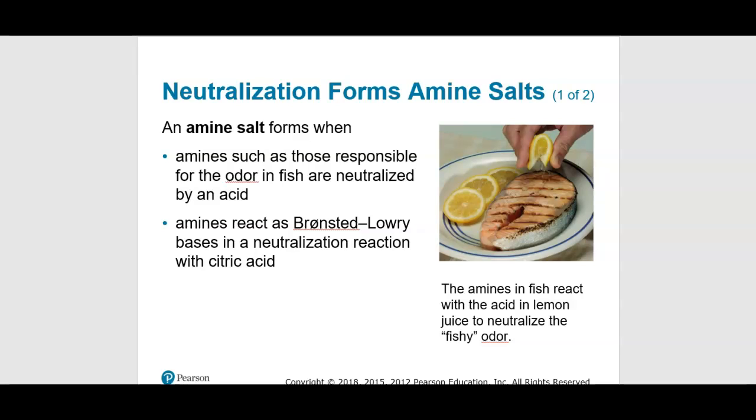Here, I don't know that I agree with this, but I put lemon on my fish because it makes it taste better, which maybe is because it's neutralizing some of the amines in the fish. It depends on how you look at it, but that's what's happening when you put lemon juice on a piece of fish. You're neutralizing the amines. You're forming these ammonium salts.